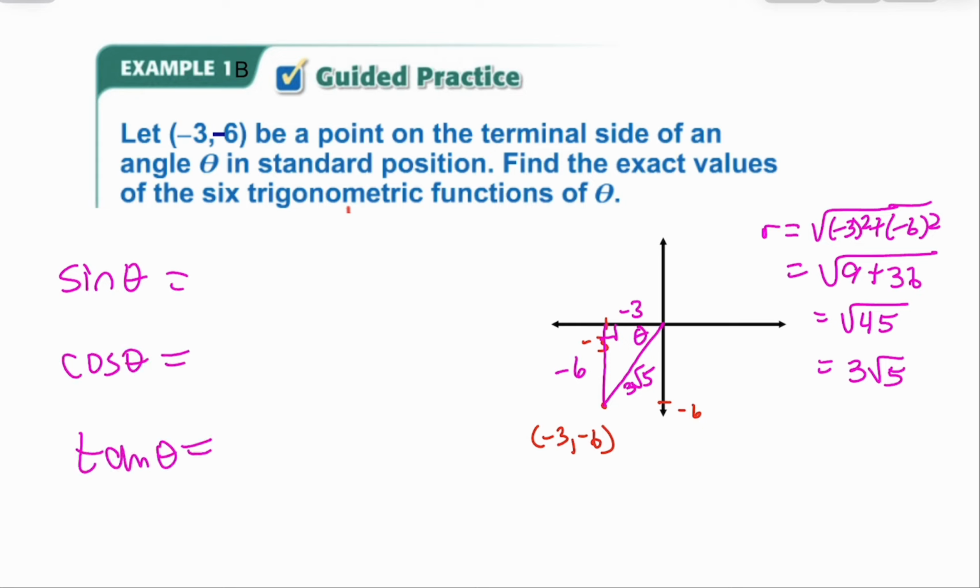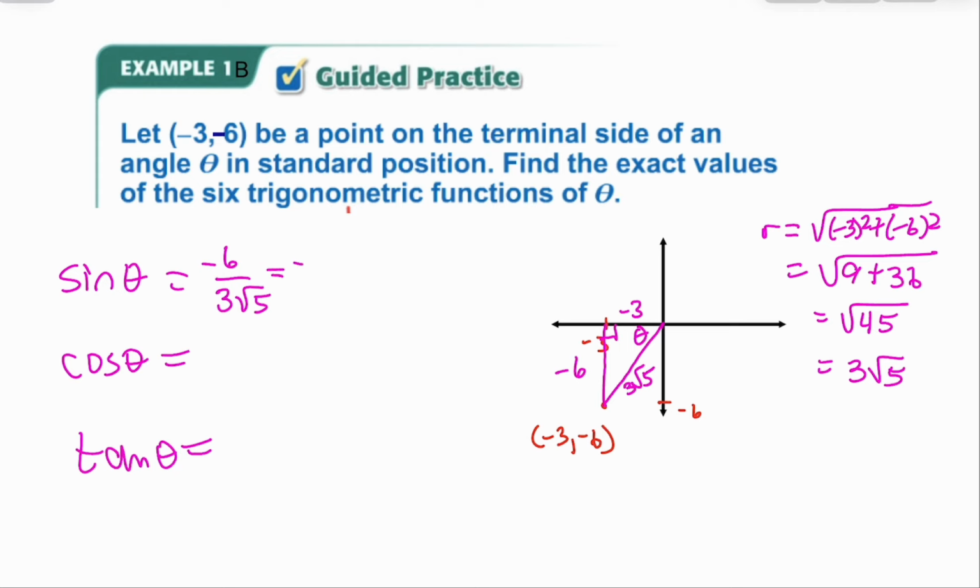So let's find the 3 originals, sine, cosine, and tangent. Now, sine will always be opposite over hypotenuse, or y over r. So let's set that one up. The y value was -6. The r value was 3 radical 5. I'm going to leave it like that for a moment, but you can reduce it.